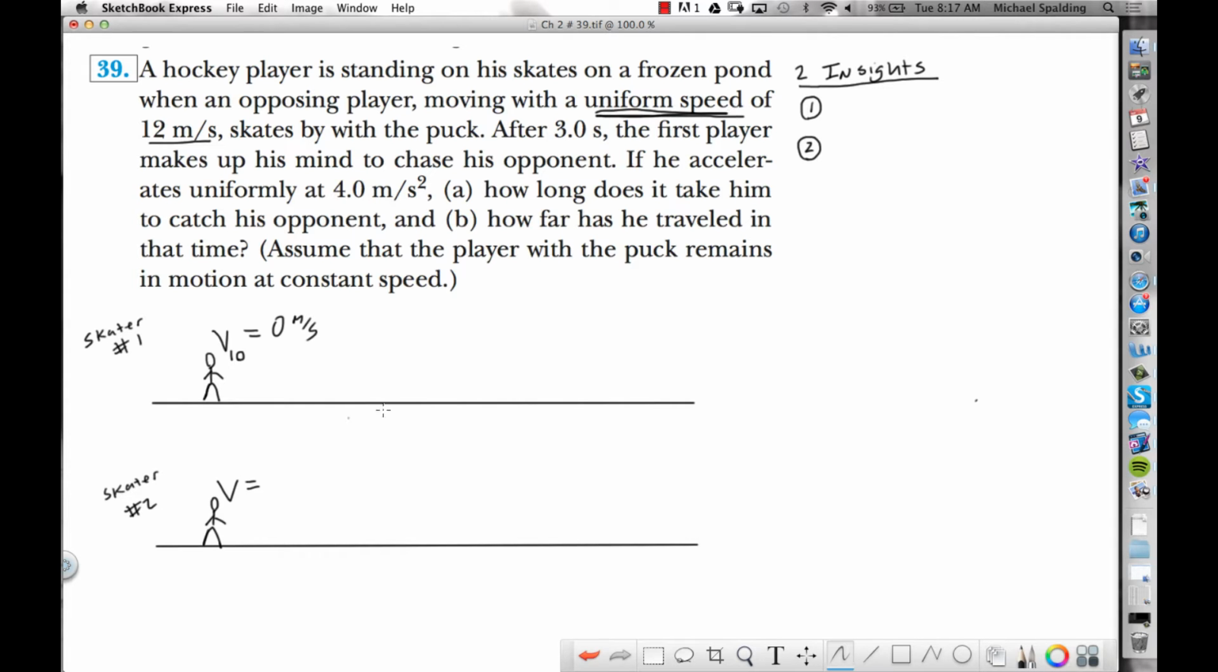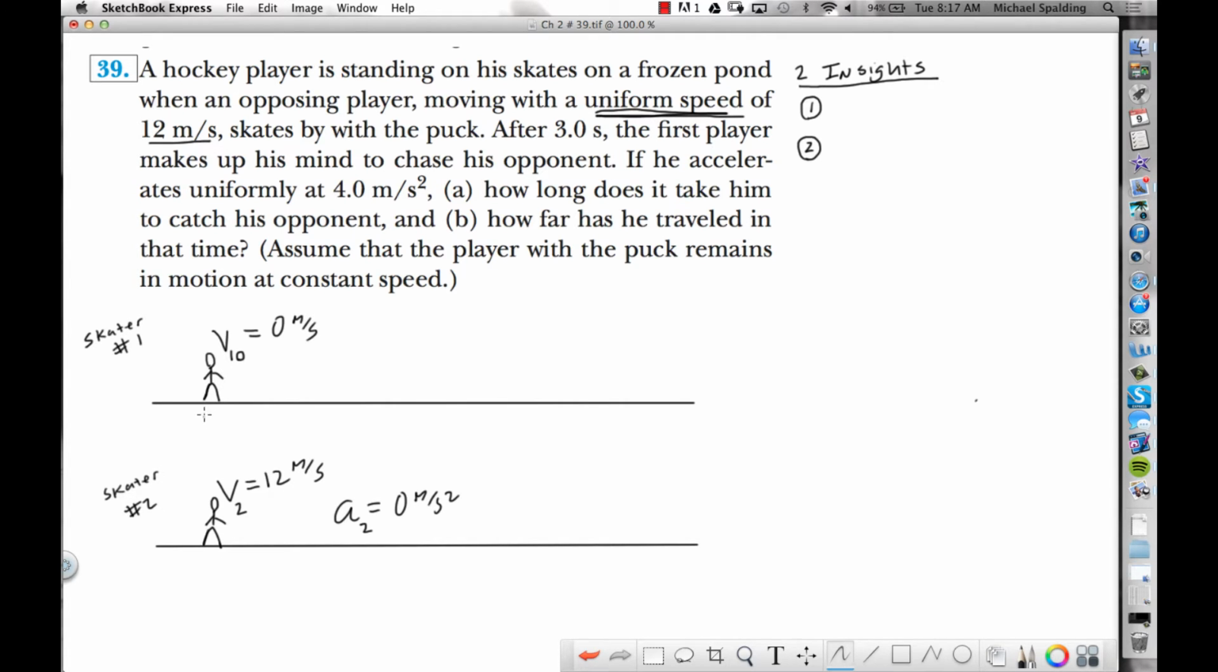Uniform just means constant. He's moving with the speed of 12 meters per second, and if his speed is uniform, that tells us something about his acceleration. If he's moving at 12 meters per second, not going faster, not going slower, what's the acceleration going to be? 0. Not going faster, not going slower, that's 0 acceleration. So I'm going to label that acceleration 2 for guy number 2. And then this is velocity 2 for guy number 2.